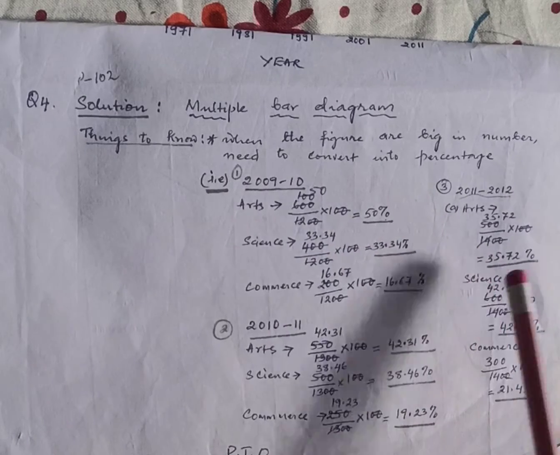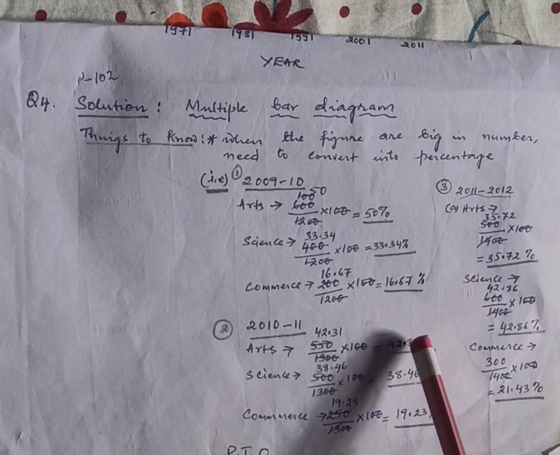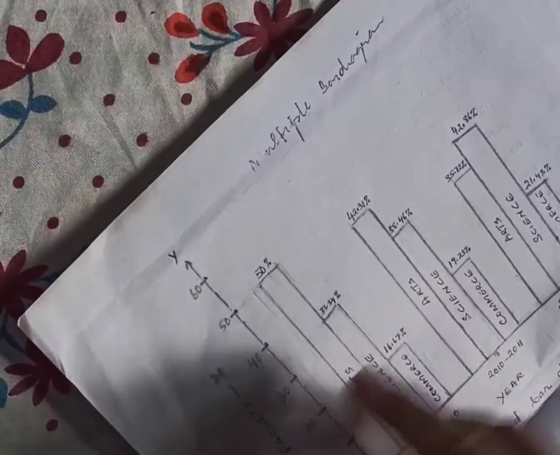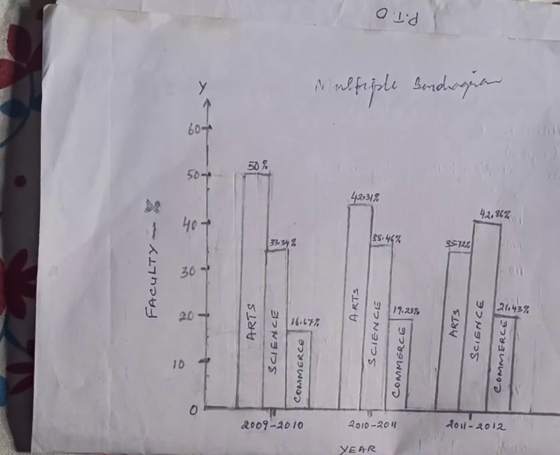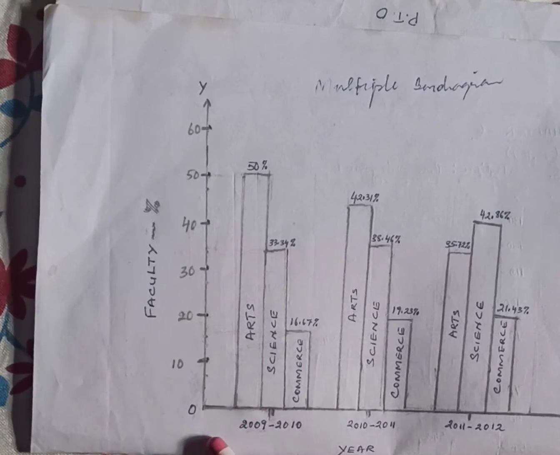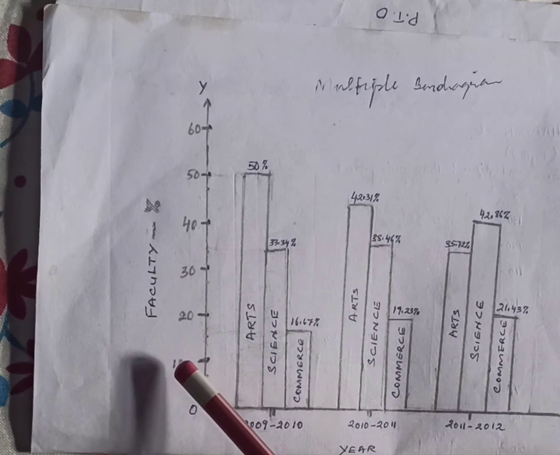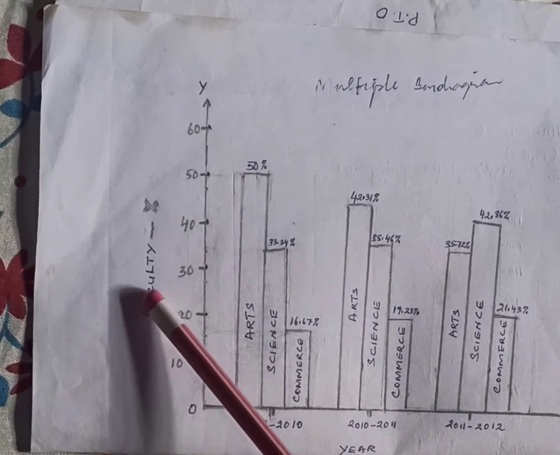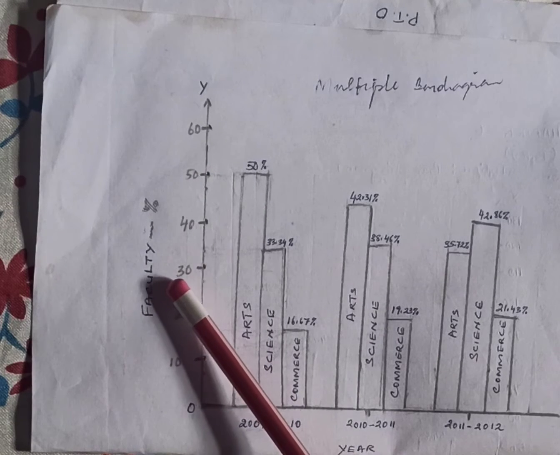Now with these percentages we are going to make the multiple bar diagram. Usually, like the previous one, on the basis of the OX axis and OY axis, we make this multiple bar diagram. On the OX axis, year is supposed to be there, and on the OY axis, faculty in percentage, because the figures are already converted into percentage.